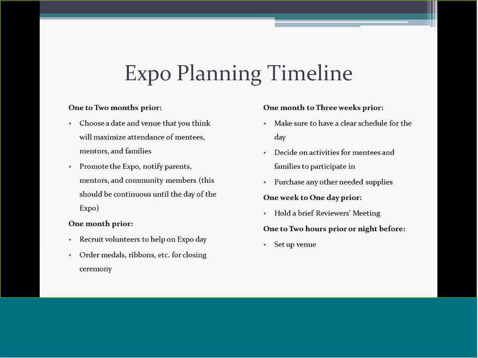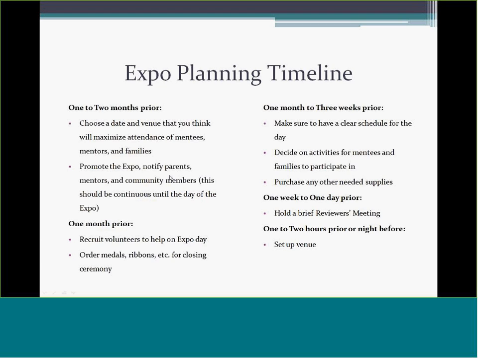You also want to promote the expo, whether you do that by word of mouth, flyer, or some sort of publication in the newspaper, whatever works best for you. It depends on who you know. If you can get the word out as much as you possibly can, that maximizes the number of people who know the event is coming up.